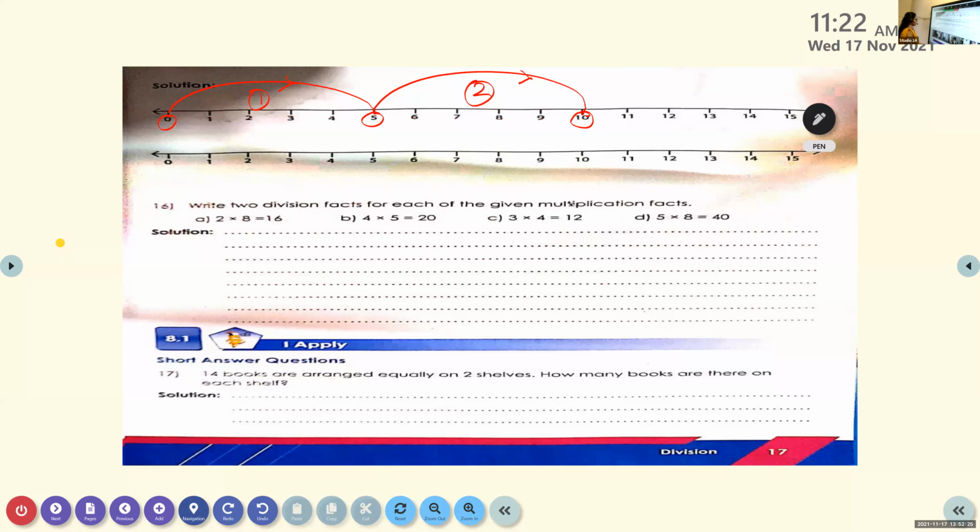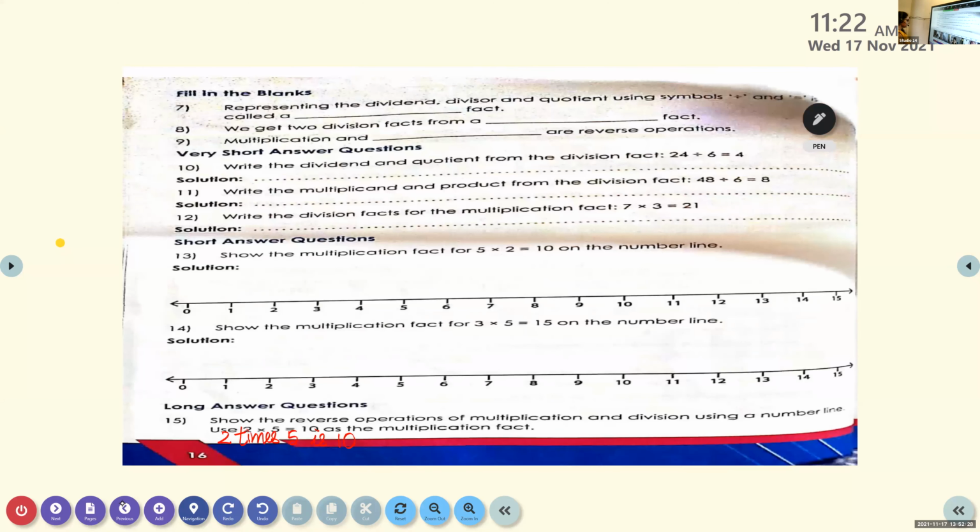Okay. Now again, go to the previous one. You have to write one multiplication fact. The reverse operation of the multiplication fact is already given over there. You have to write one division fact from that. Okay. So when you write the division fact, the product should come first, isn't it? 10 divided by 5 is equal to 2. Okay.